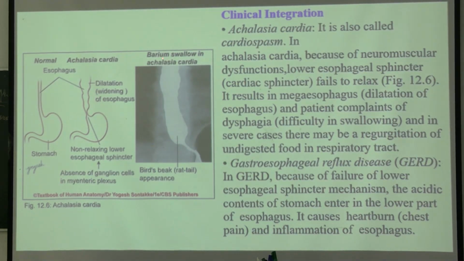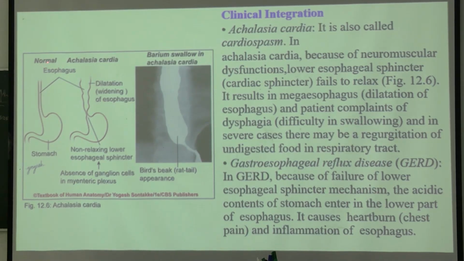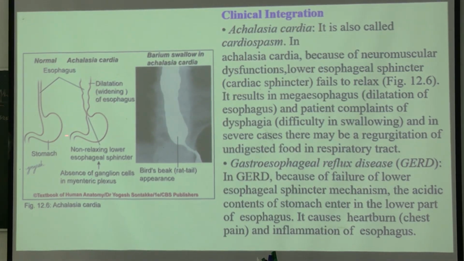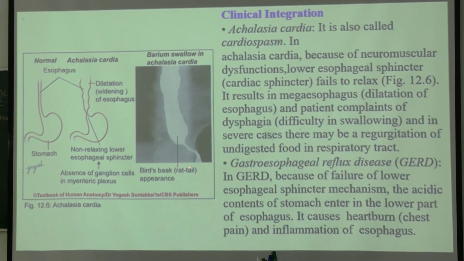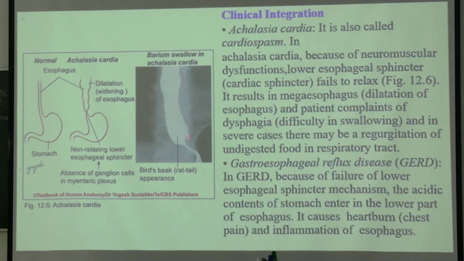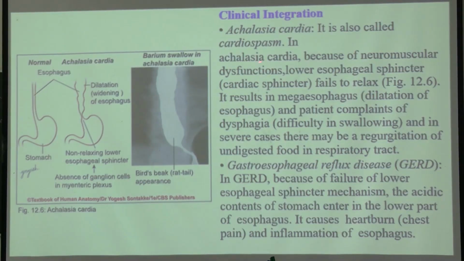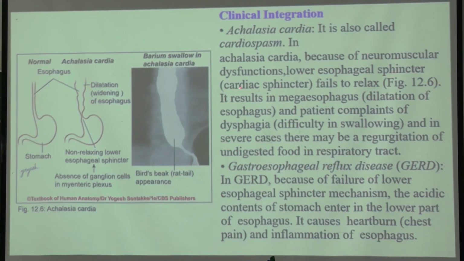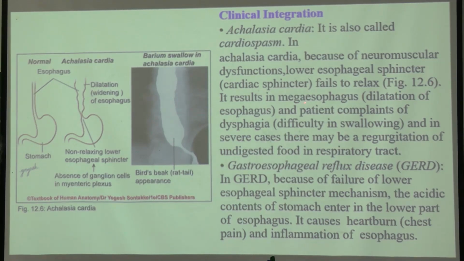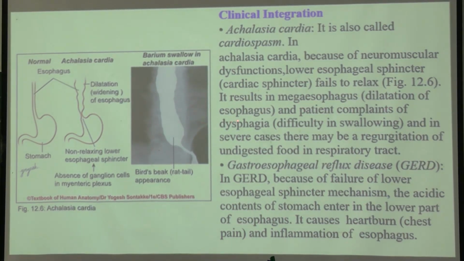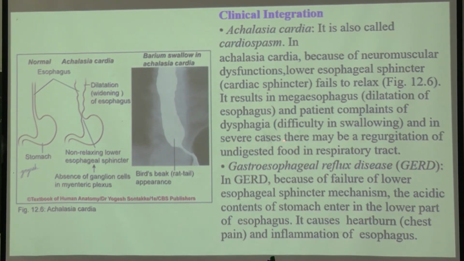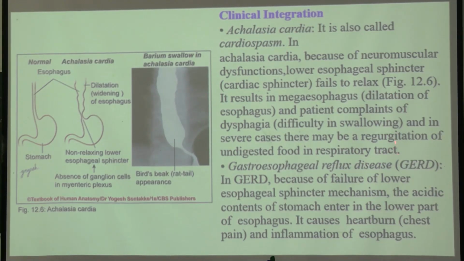Now, barium swallow in Achalasia Cardia, normal versus Achalasia Cardia. See, esophagus, stomach, non-relaxing lower esophageal sphincter, absence of ganglion cells in the myenteric plexus, plus bird's beak, rat tail appearance with barium swallow. Now, even though you are doing an endoscopy, for the esophagus you have to do a barium follow-through. Now, in Achalasia Cardia, because of neuromuscular dysfunction, the lower esophageal sphincter, the cardiac sphincter, fails to relax. It results in mega esophagus, dilatation of the esophagus, and the patient complains of dysphagia, difficulty in swallowing, and in severe cases there may be regurgitation of undigested food into the respiratory tract.